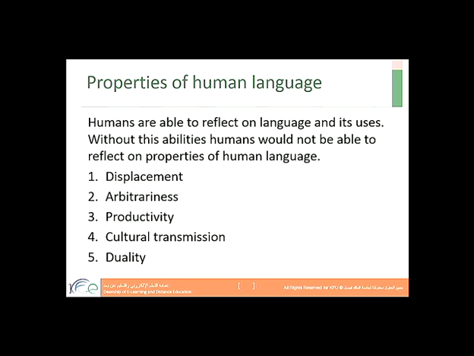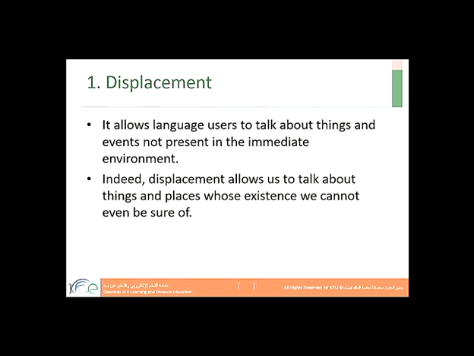So what about these properties? In fact, we have five main properties which distinguish human language from other forms of languages. These are displacement, arbitrariness, productivity, cultural transmission, and duality. So let's start by explaining the first property, which is displacement. What does displacement mean?